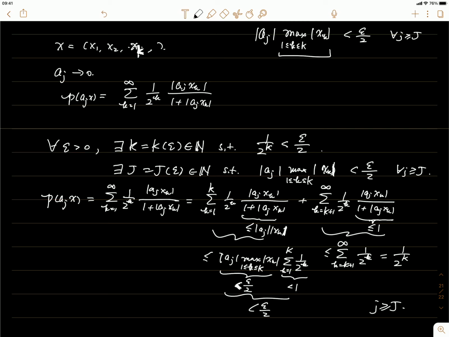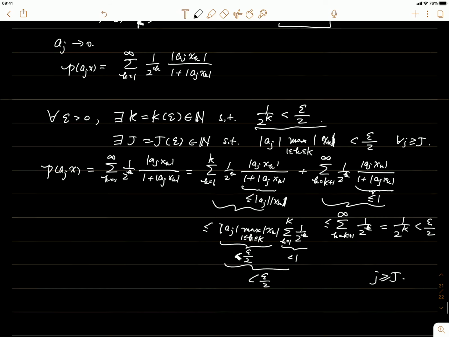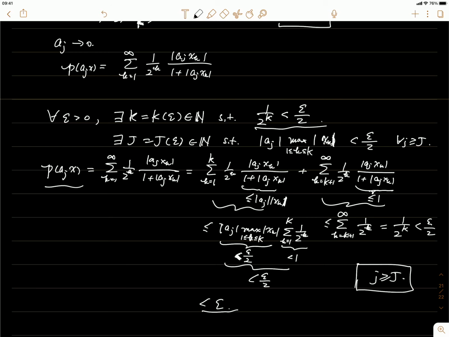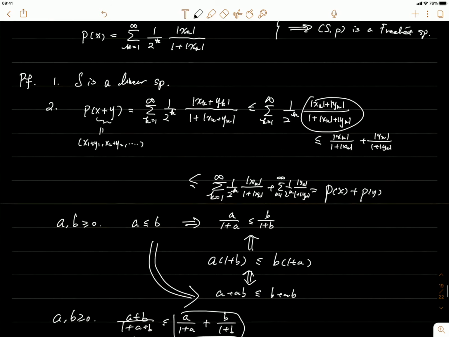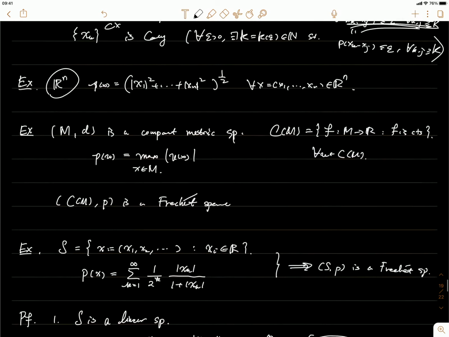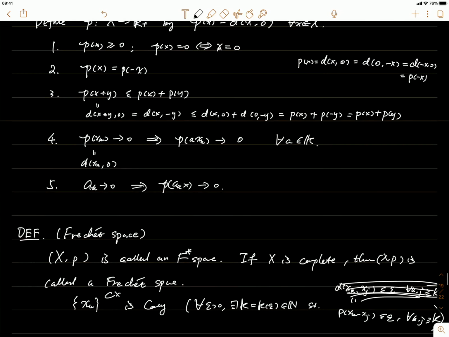And the second term is less than, I know that when K was chosen so large, I know that this is less than half epsilon. So the whole thing will be just less than epsilon. So I know that for any epsilon, when j is large enough, this is less than epsilon. That's how we show that it satisfies number 5 as well. Okay, the number 5 right here as well.